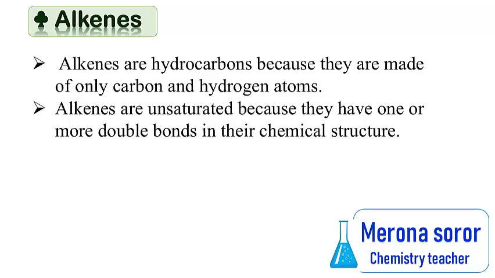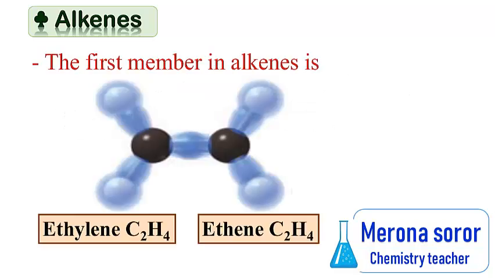Alkenes are hydrocarbons because they are made only of carbon and hydrogen atoms. Alkenes are unsaturated because they have one or more double bonds in their chemical structure. The first member of the alkenes is ethylene, ethene.